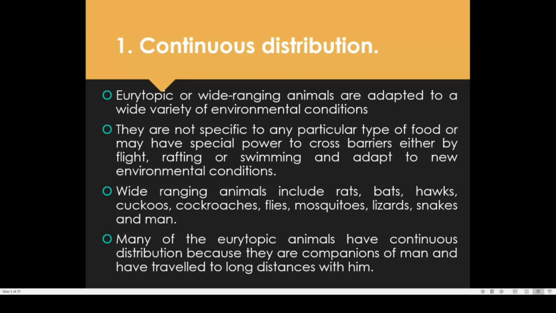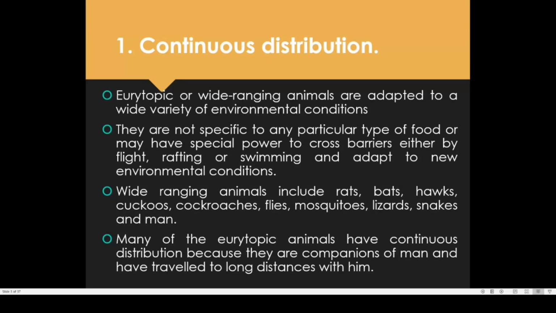Then another thing is they have the power to cross natural barriers. For example, if there is a sea or ocean between a continent and an island, only those animals which have the capacity to cross that ocean will be able to reach the neighboring island. For example, in the case of Africa and the nearby island known as Madagascar, or India and nearby islands like Sri Lanka, Lakshadweep or Maldives, only those animals which have the capacity to cross the ocean will be able to reach there. So this is one of the important features by which these animals are able to reach and survive in a wide range of environments.